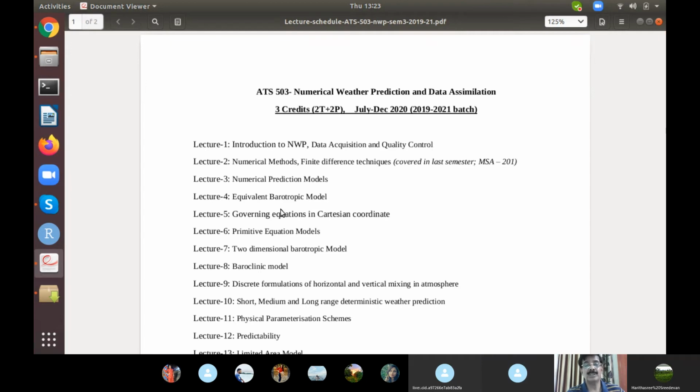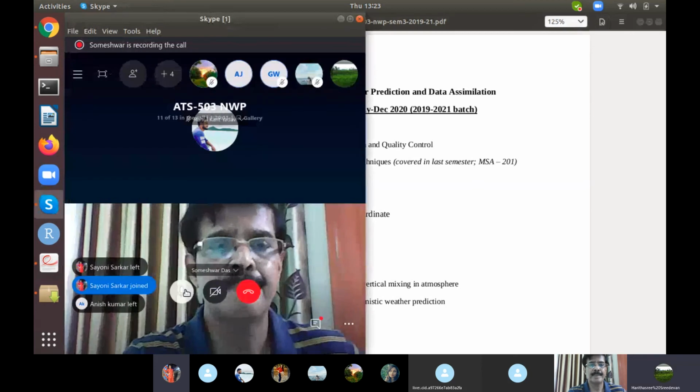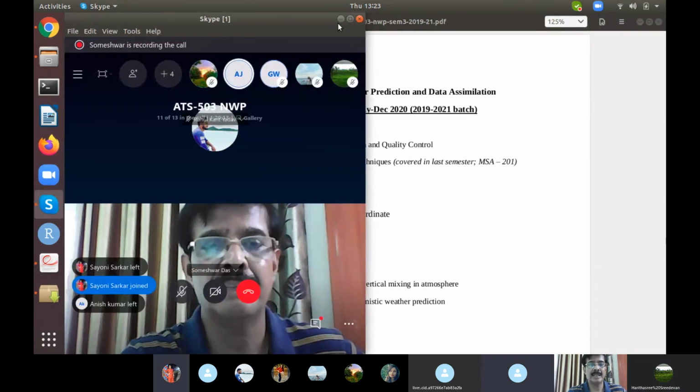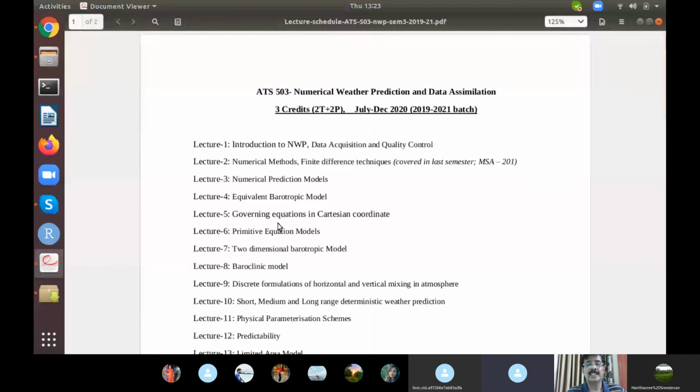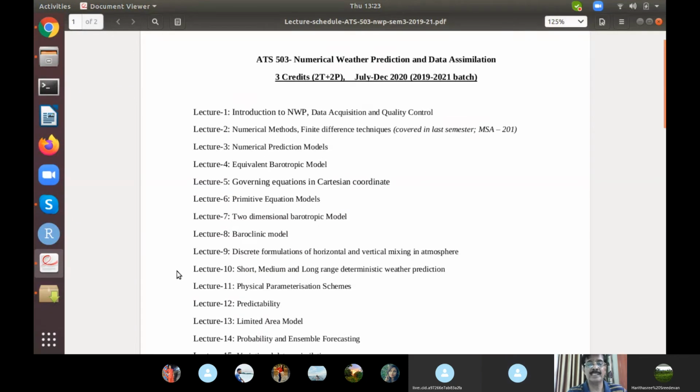Then numerical prediction models, also something you have already learned in the last semester. We have talked about different types of numerical models, right? I think we discussed the equivalent barotropic model. Did we discuss the equivalent barotropic model last semester? Yes, sir, we did. So this equivalent barotropic model, quasi-geostrophic model, primitive equation model, right? Those things you have already studied. Two-level model also, right? So you have to refer back to all those things from your previous semester's lectures, and then you can discuss.